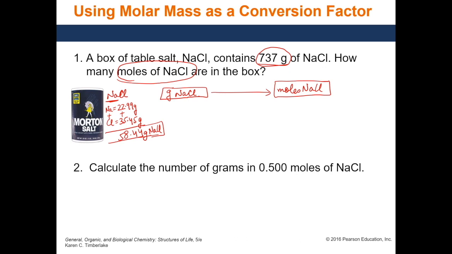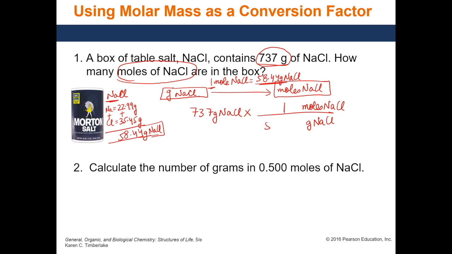So what is our conversion factor? Our conversion factor is essentially 1 mole of NaCl is 58.44 grams of NaCl. So from here we can go between grams and moles. We start with what's given, which is 737 grams of NaCl. To cancel the grams, I divide by grams of NaCl and multiply by moles of NaCl. How many moles? 1 mole. How many grams? 58.44 grams. So grams and grams got cancelled.